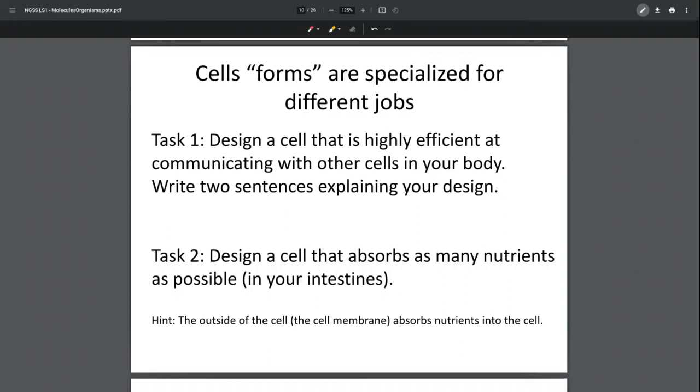Well, you might draw a circle. Okay. So we're going to skip the second task, but we're going to do the first one. I want you to try to do that. What would a cell look like?